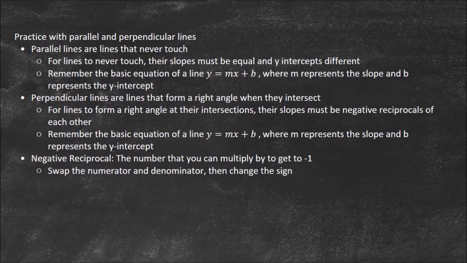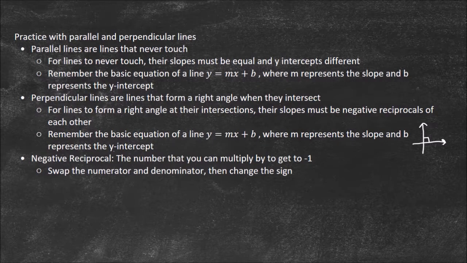Okay, and then perpendicular lines are a little bit tougher to just kind of imagine. They're lines that form a right angle when they intersect. So if you remember, it's kind of like this. Then you'd have another one going here, and then that makes a right angle. So those lines would be perpendicular. And for the slopes, the slope of a line that's perpendicular to another one, the slope has to be the negative reciprocal of each other.